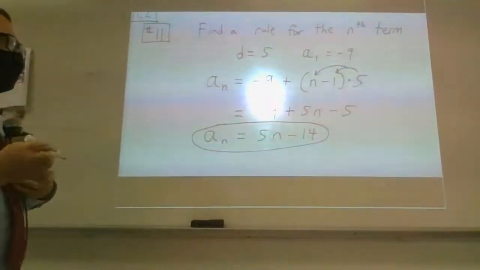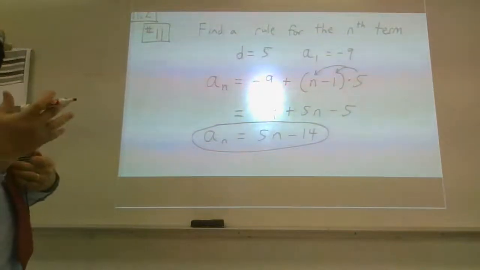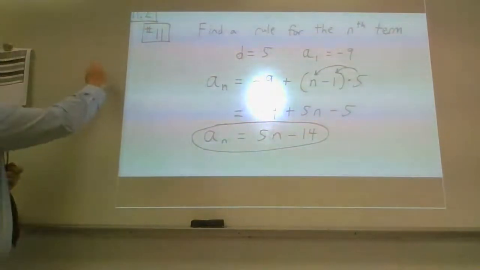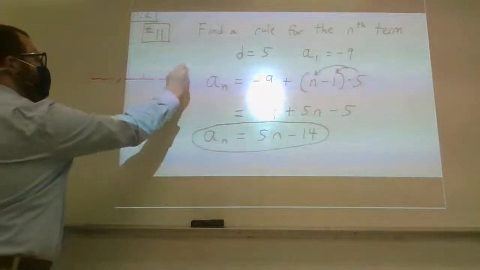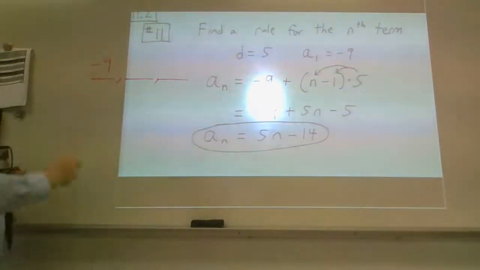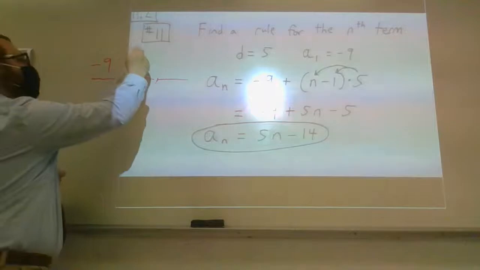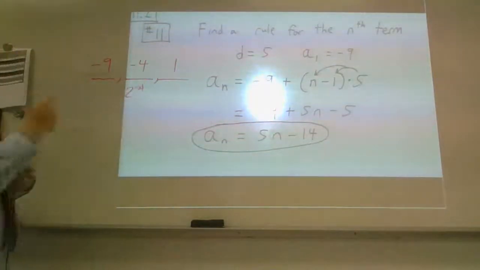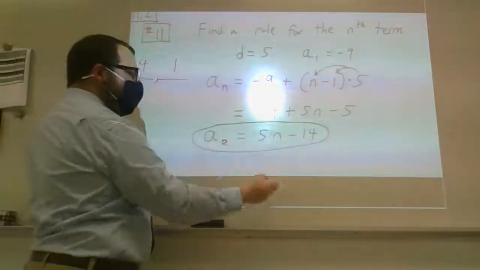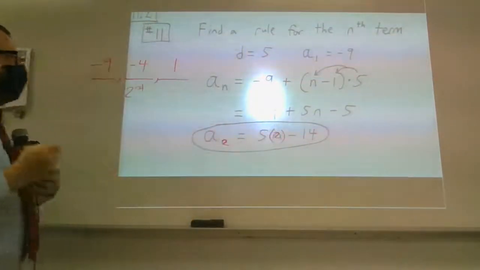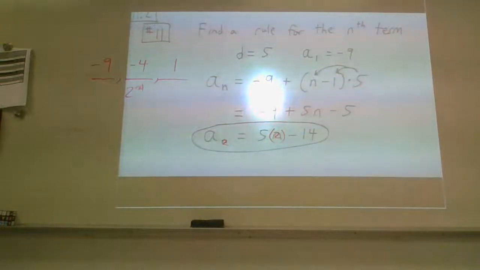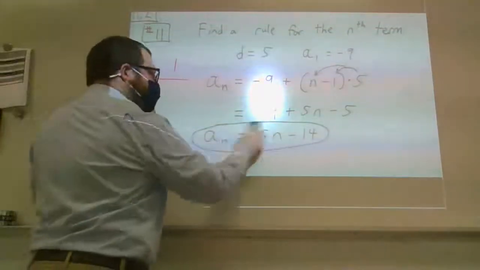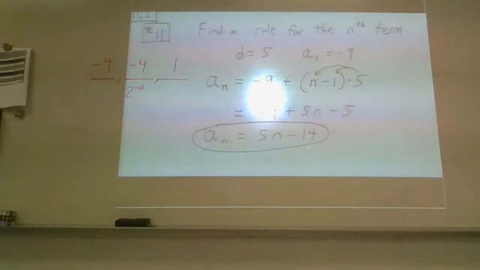But if I wanted to get the second term, I could do one of 2 things, technically. If I wanted the second term in this sequence, it starts with a negative 9, and then you add 5. Well, there's the second term right there. Or I could take this 2, plug it in, and it would calculate out that negative 4. This general rule is incredibly helpful because it can get any term in the sequence, any term whatsoever.